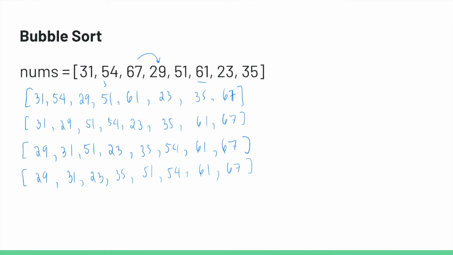And so we're just going to repeat the process again. 29 and 31 are good, but 23 is less than 31. 31 is greater than 23. So we're going to have 29, 23, 31, and 35. And we're pretty much not going to swap anything else because the rest of the array is in order.